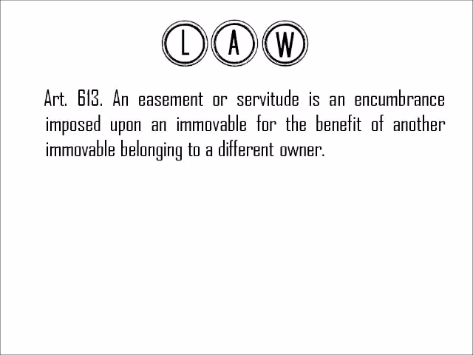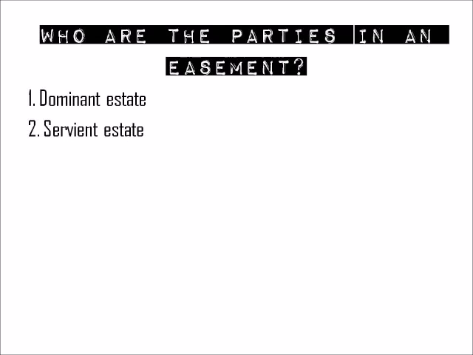Who are the parties in an easement? The first party is the dominant estate, which is an immovable or real property in favor of which the easement is established. The second is the servient estate. It is the estate subject to the easement.